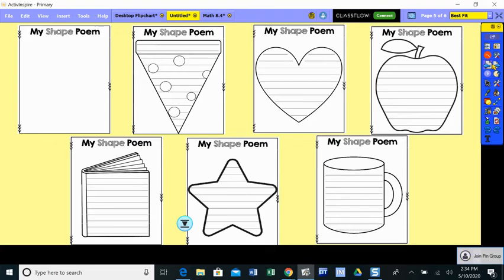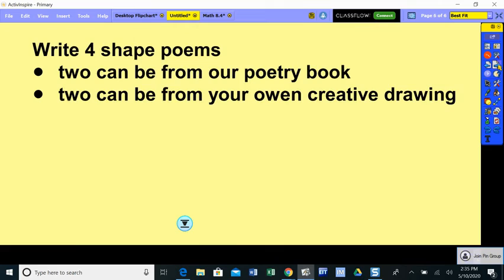You need to write two outline shape poems. Okay, two. And when you get finished with those two poems, I want you to go ahead and write me two more poems, but this time you can choose to continue to do an outline poem, or you can do a drawing poem with this blank My Shape poem. So you're going to write 4 poems. 2 can be from our poetry book that are outline poems, and 2 can be from your own creative drawing, which would be drawing poems.